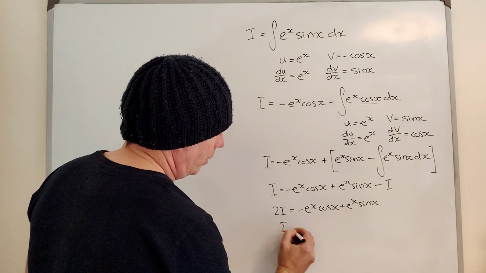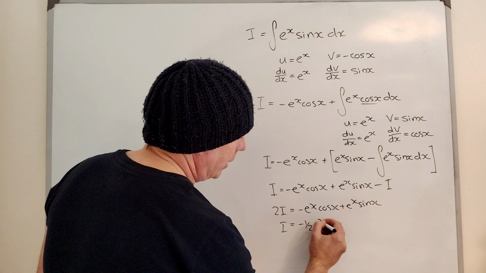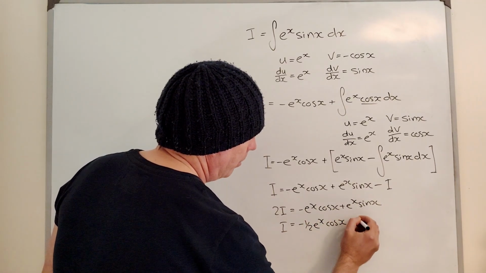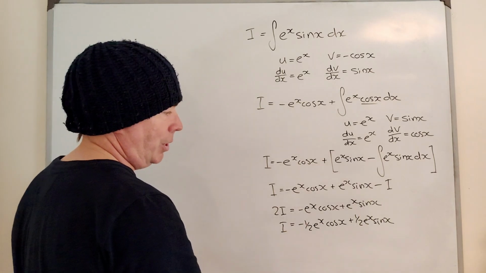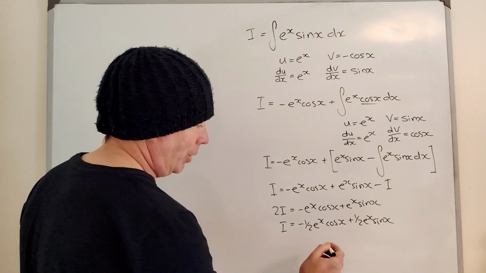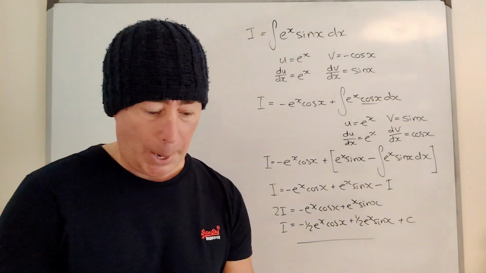So the integral on its own is obviously half of that, so negative a half e to the x cos x plus a half e to the x sine x. It's usually nicer to put it round the other way, but I'm actually going to leave it as it is. Oh, plus c. Okay, thanks.